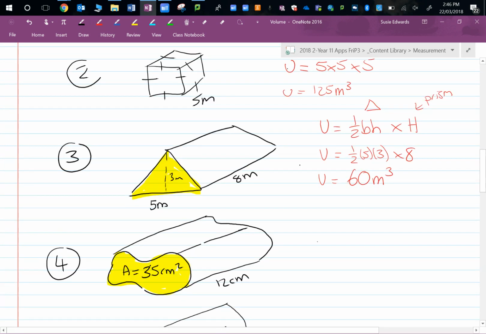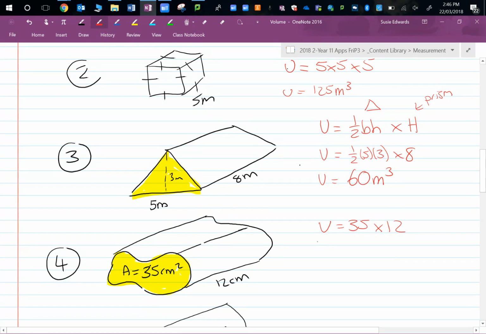If I had this shape, what shape is the base shape here? Some composite weird shape, we have no idea. However, I'm telling you right now, the area of that shape is 35 square centimeters, and I'm telling you that it's a prism. So how could I find the volume of this shape? All I have to do is go the area times by the height.